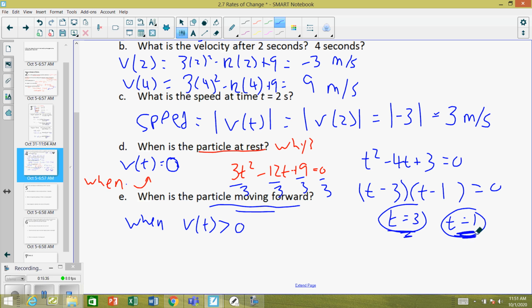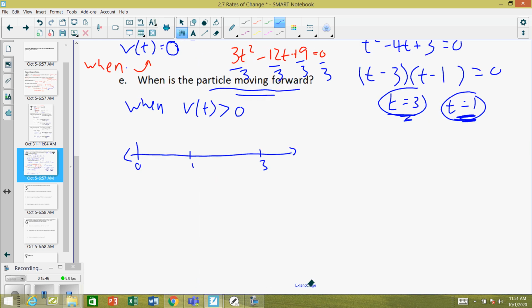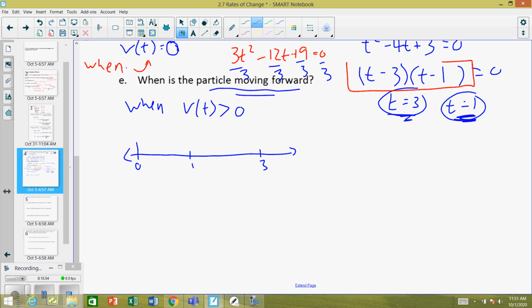If you can find the points at which you're at rest, finding when you're moving forward and moving backwards is really easy. We're starting off at time 0. Here's time 1. Here's time 3. If I want to know where it's moving forward, it's just where my velocity is positive. So if this is my velocity equation, (t minus 3)(t minus 1), let's test some points, see where it's positive, where it's negative. If I plug in 2, it's a negative times a positive, which is negative. If I plug in, say, a half, it's a negative times a negative, which is a positive. And if I plug in any number greater than 3, it's a positive times a positive, which is a positive.